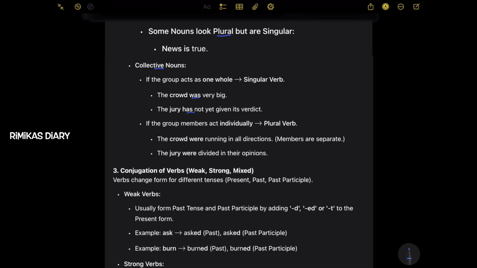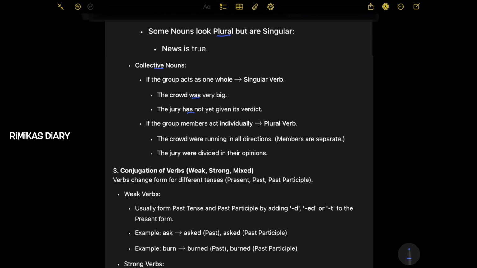Lie versus lay. Lie, intransitive verb. To rest, recline, or to be in a flat position. You lie down yourself. So present lie, past tense lay, past participle lain. Example, I cannot lie on this rough ground. Example, he lay in bed for 2 months.